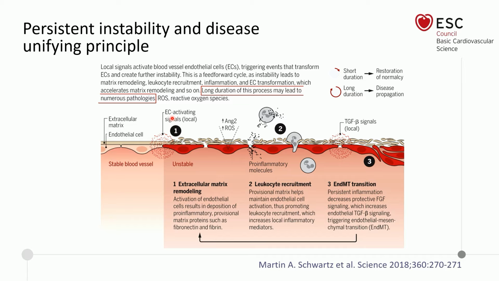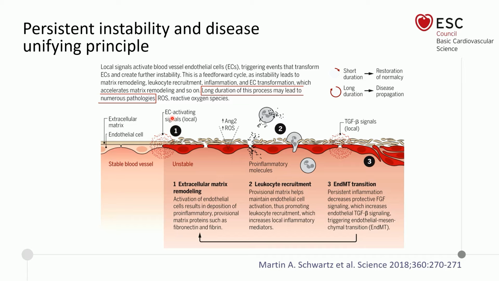This is an editorial by Martin Schwartz from Yale University in Science, 2012. He proposed the concept of persistence and stability in disease, and he proposed a unifying principle. A unifying principle means that the treatment of vascular remodeling is common to common vascular diseases.